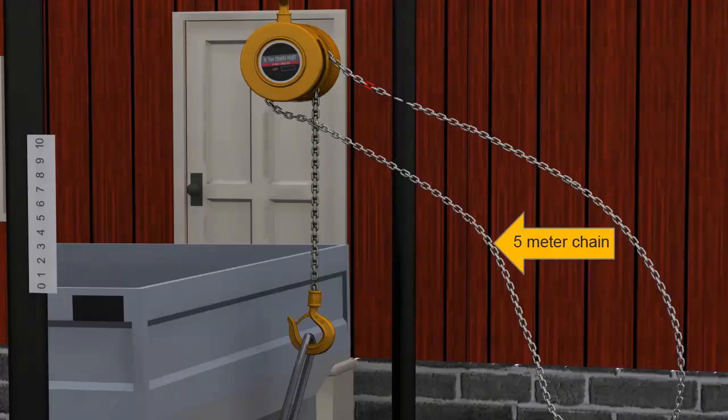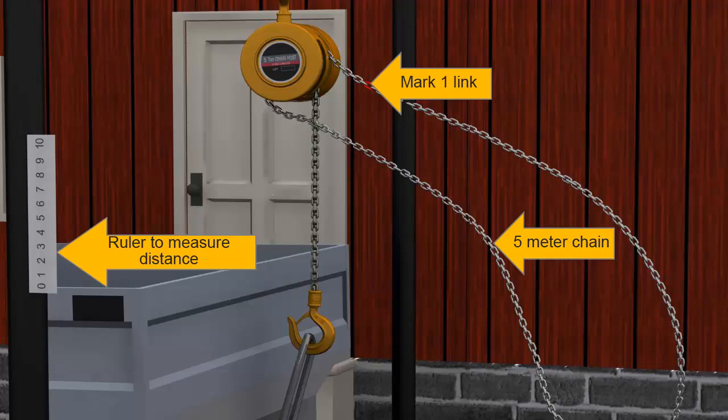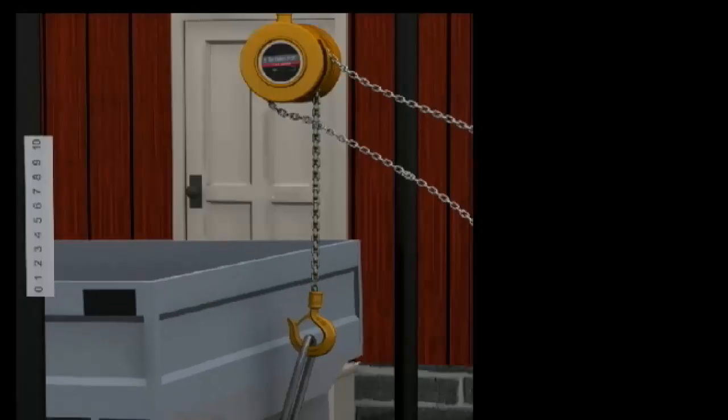The thin chain is 5 meters long. We mark one link with red paint and position a ruler to measure the distance traveled. We pull the chain to move around once.